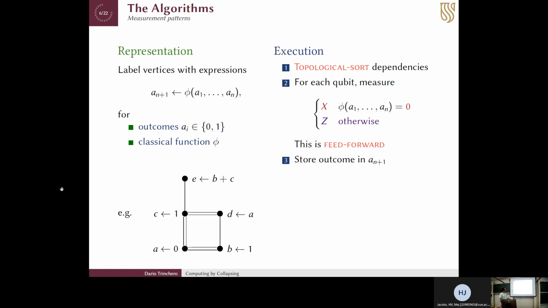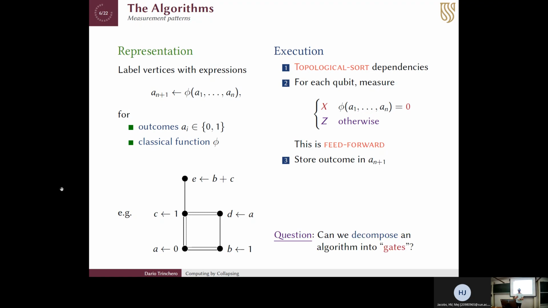The only thing worth mentioning is that we first have to sort these measurements in a way that all of the dependencies are resolved, right? So that if, for instance, the basis of measurement for qubit E depends on that of B and C, we can only measure it after we've measured B and C. But otherwise, the order is flexible. Okay, is everyone following at this point? Any questions? So that's what I meant about topologically sorting our dependencies, sorting them in order of dependence, and then measuring them in that order.